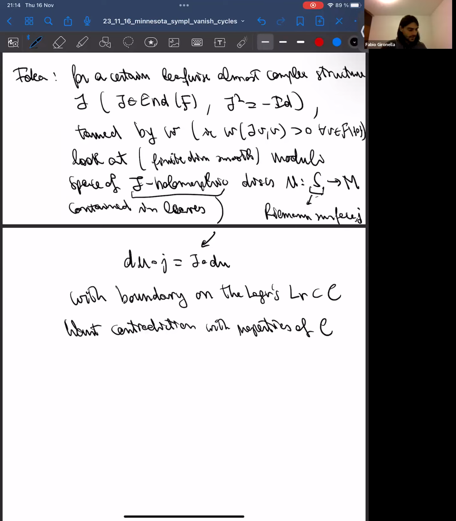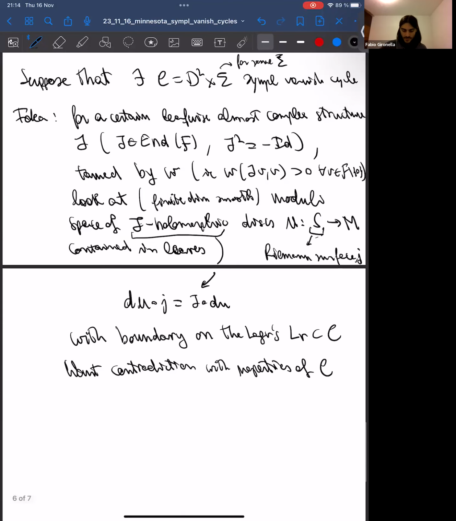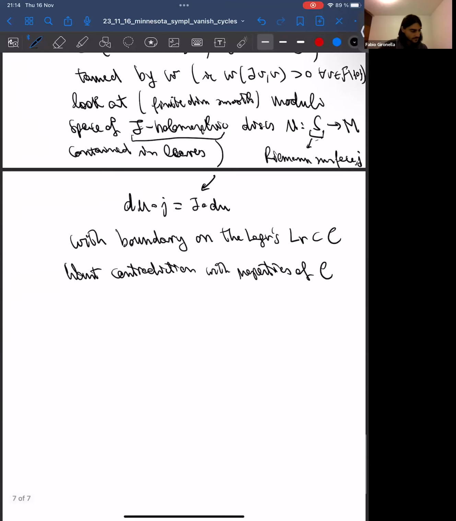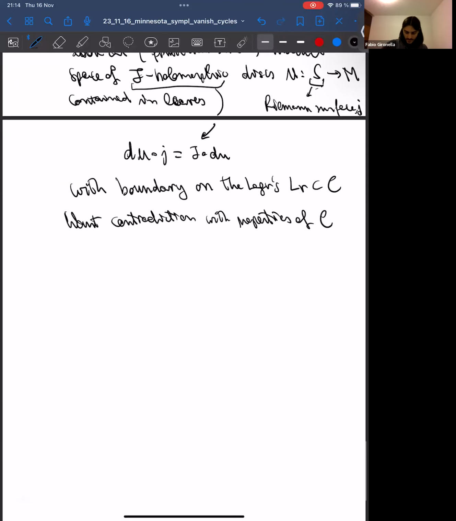For this we need several ingredients. I'm now going to explain in more detail how this works. Are there questions about this sketch? Okay, let me then start explaining in more detail.